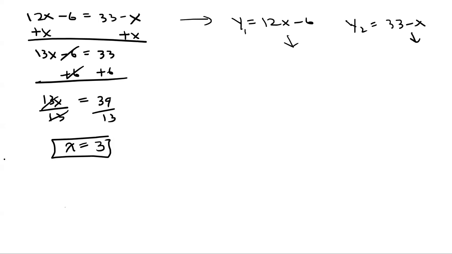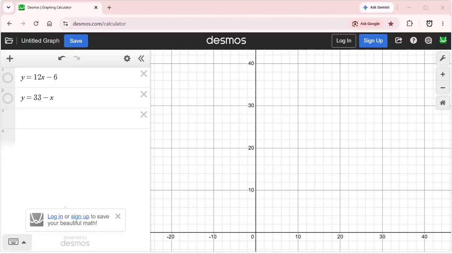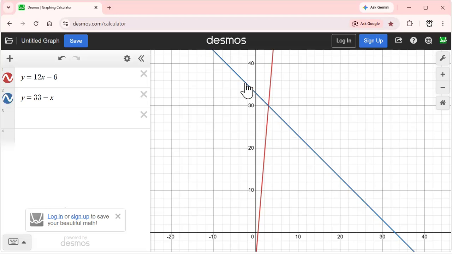So this one will have a positive slope, so we know that this is going to look something like this. This has a negative slope, so it's going to look something like this. So if we were to graph this, the 12x minus 6 will look like this, like I said, with a positive slope. The 33 minus x will look like this, because I said it will be a negative slope.